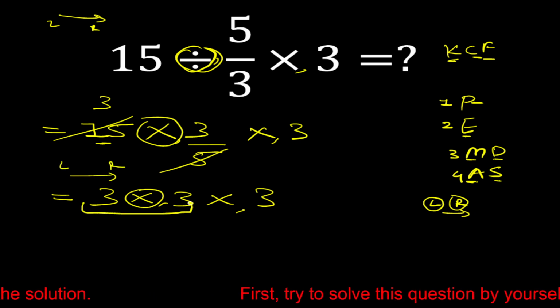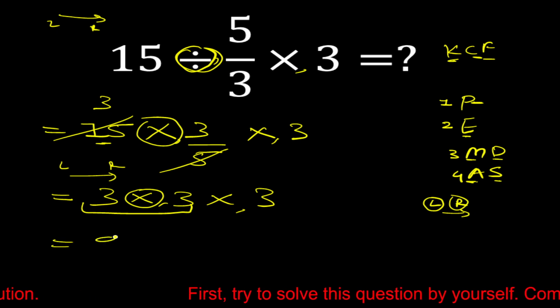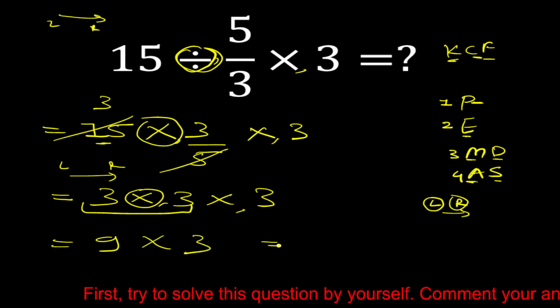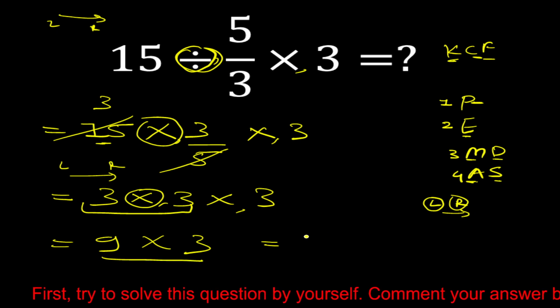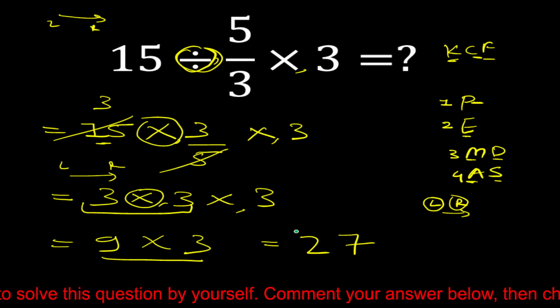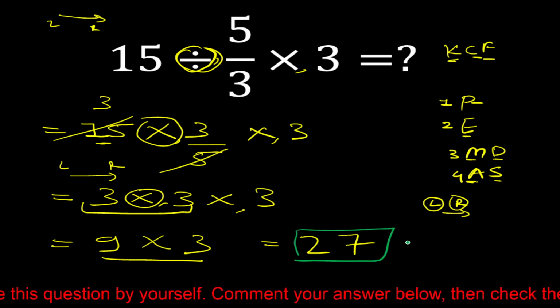Okay, so 3 multiply 3 is equal to 9 multiply 3. Now 9 multiply 3 is equal to 27. Okay, so the correct answer is 27.